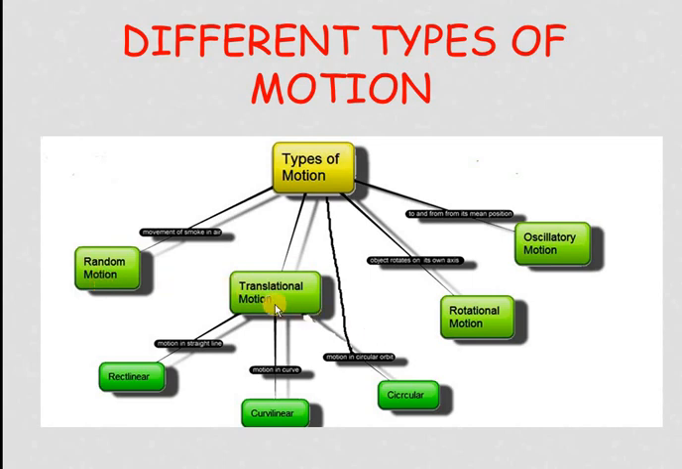Then, translational motion, where an object can move either along a straight line or along a curvilinear path. We will be discussing this translational motion in detail. Then circular motion, where the object moves along the circumference of a circle. Rotational motion, where an object rotates about a fixed axis. And oscillatory motion, the to and fro motion of an object. Out of this, in class 11, we will be discussing the translational motion in detail.